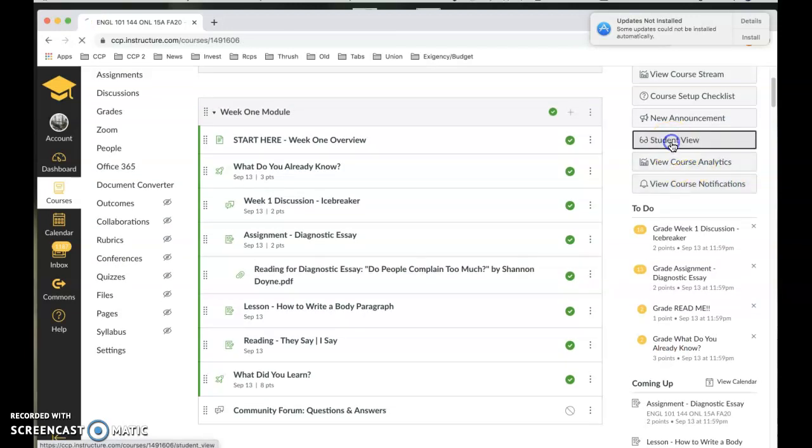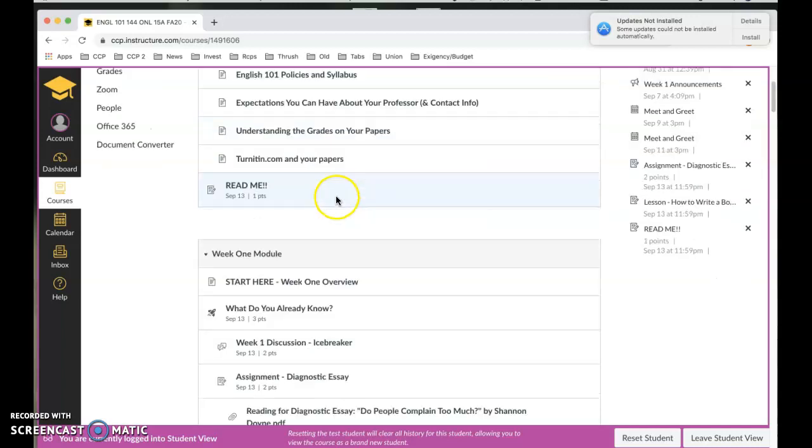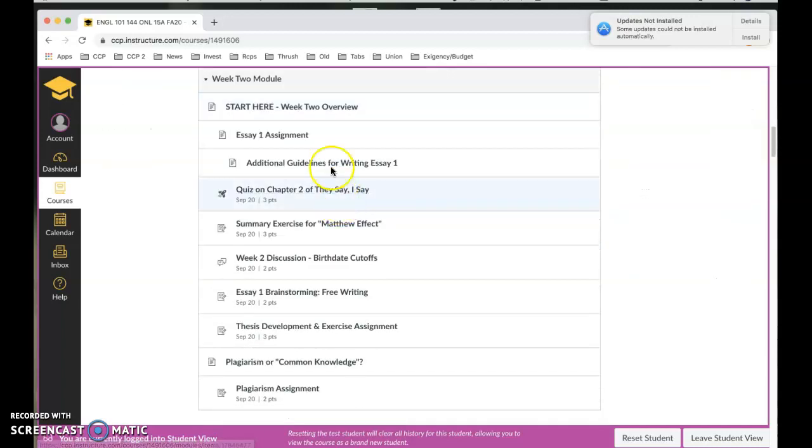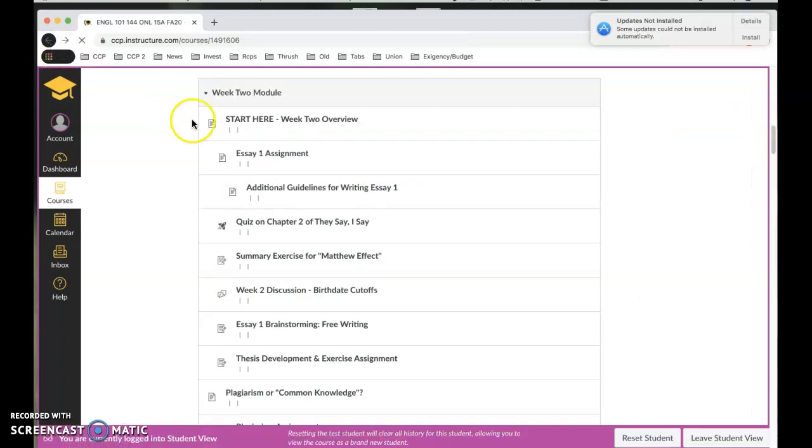Let me get it on the student view. Okay. So in 101, we're up to week 2, right? You can start with the start here, the week 2 overview, which has links to everything and just a little description of what you're going to try and do. I try and put it in the order that I think makes the most sense.